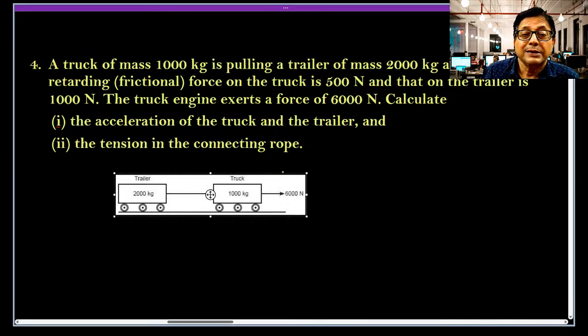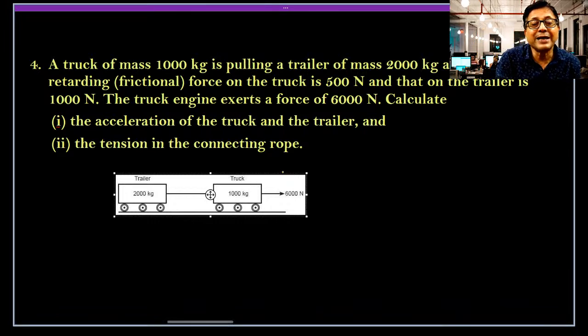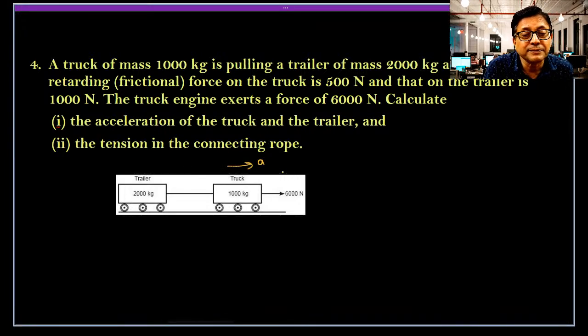So how to get the acceleration of truck and trailer? They have the same acceleration. Another thing I would like to say, in pulley problems the cord will not be elongated. Even if you are pulling with the highest force, it will never be elongated. This is one of the most important conditions. And these cords have no weight if they have not mentioned it. If they mention it, the weight of the cord you have to take into consideration. So you take the acceleration of the system as A.